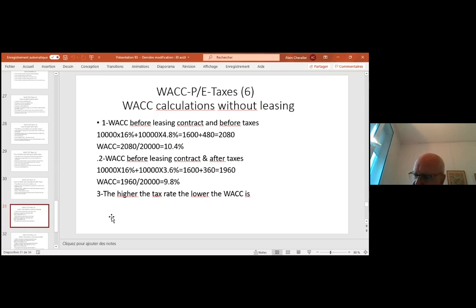But without any change, any other modifications, you increase the value of the company. That means, in some way, the decision of the Ministry of Finance to increase the tax rate is an incentive to finance the firms like that.